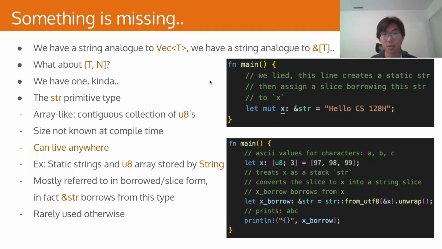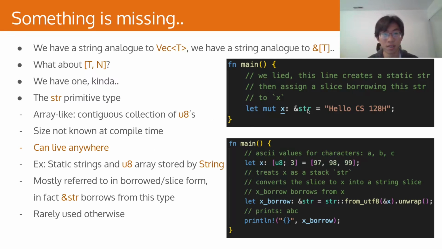So we've talked about how strings are similar to a vector, and how string slices are similar to slices of u8s. But what about arrays? It doesn't really exist, but the str primitive type, which is what this string slice is technically borrowing from, works similarly to an array, in that it's also a contiguous collection of bytes. But the difference is that the size doesn't have to be known at compile time, and the underlying str type can either live on the heap or on the stack.